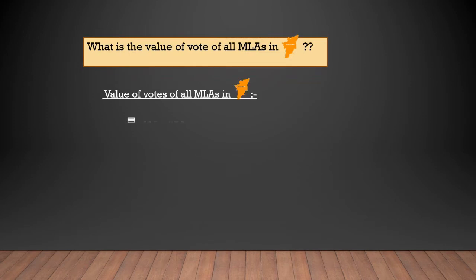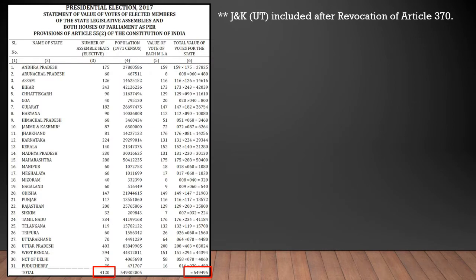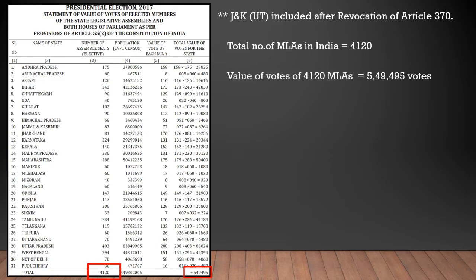Then, what is the value of vote of all the MLAs in Tamil Nadu? It is 176 into 234, which is 41,184. The same has to be done for all the states and two union territories, that is Delhi and Puducherry. The total number of MLAs in our country is 4,120. The value of votes of these 4,120 MLAs adds up to 5,49,495.